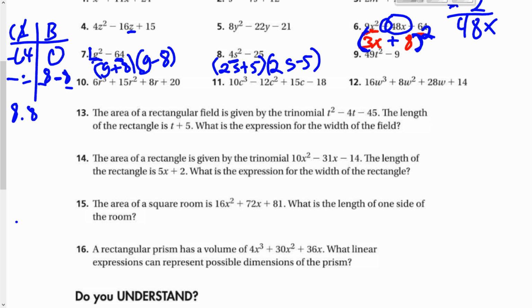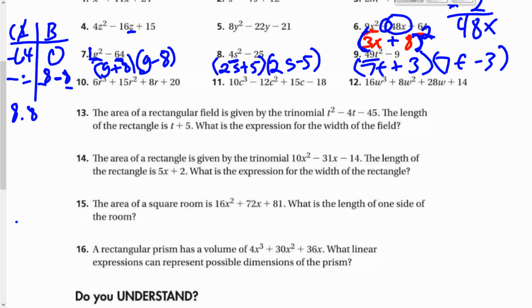They both kind of look like s's, but one's an s and one's a 5. Same thing on 9. What times what is 49? That's 7 and 7. What times what is t squared? That's t and t. What times what is 9? That's a 3 and a 3, and then one's going to be positive, one's going to be negative. It's called the difference of two squares.